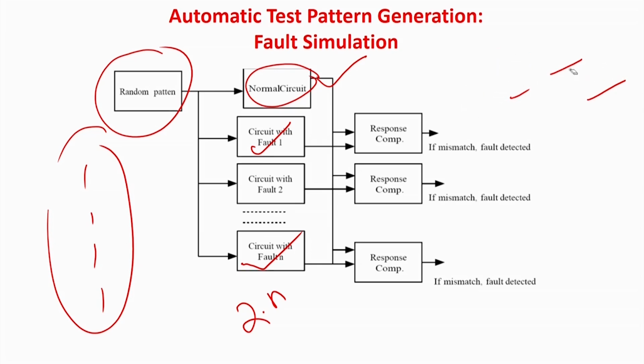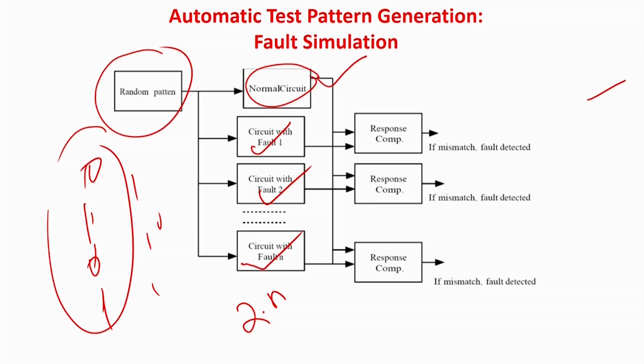So what I do, I take some random patterns and I apply them to all the circuits, the normal circuit and the faulty circuits. Wherever there is a response mismatch, that means that pattern covers that fault and we eliminate it. Then again we generate another random pattern, say 1 1 0 1, and repeat it. Maybe then I find that the circuit with fault 2 has a mismatch. I will keep on doing it till all the faults get detected, but in fact that does not happen.